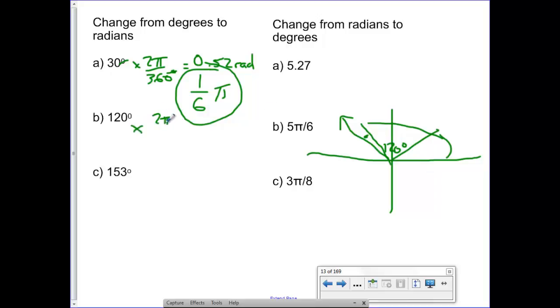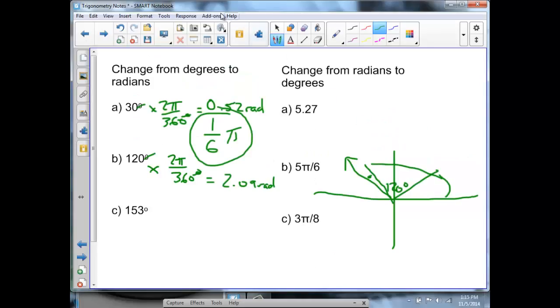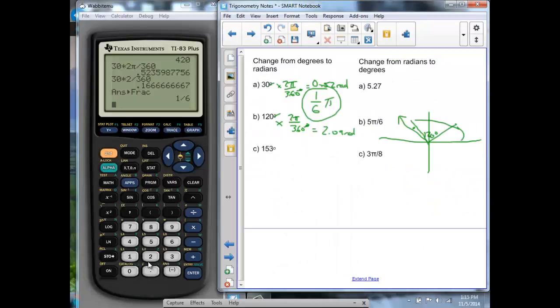Take 120 times 2 pi and divide by 360. The reason why that works is that there are 2 pi radians in 360 degrees. What do you get when you type those in together? 2.09? Here's the problem though. That number is an irrational number with decimals, and typically we want to avoid that. So, make it a fraction like this.